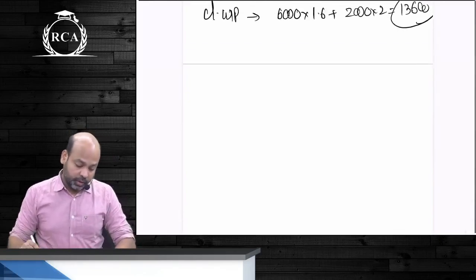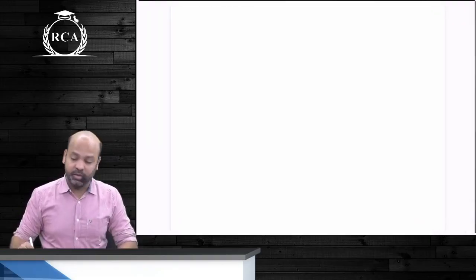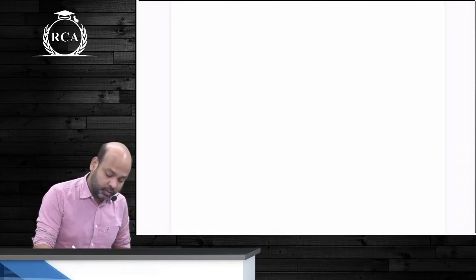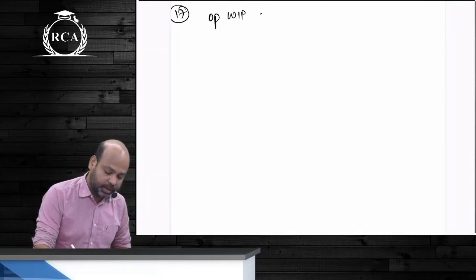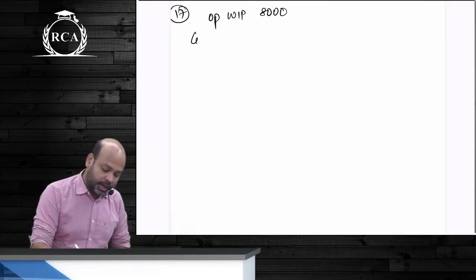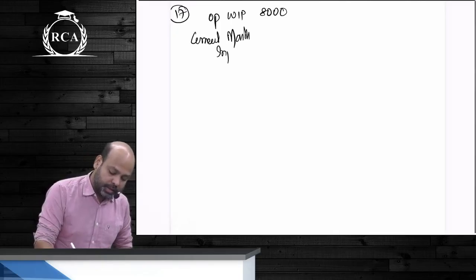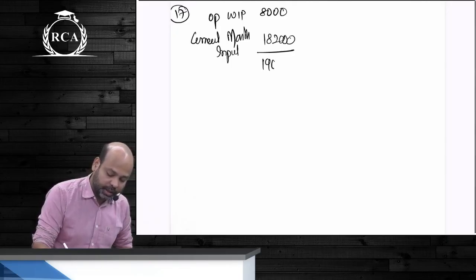The first thing that we do, beta, is compute the amount of normal loss and abnormal loss. The question is very clear, guys, that normal loss is as a percentage of total input, that is including opening work in progress. What is the amount of opening work in progress that we have in this question? 8,000 units. Current month input? Current month input, beta, is 1,82,000 units. Put together, beta, it's supposed to be 1,90,000 units.